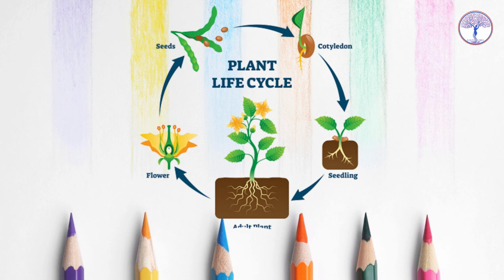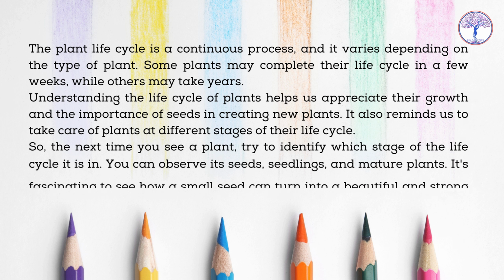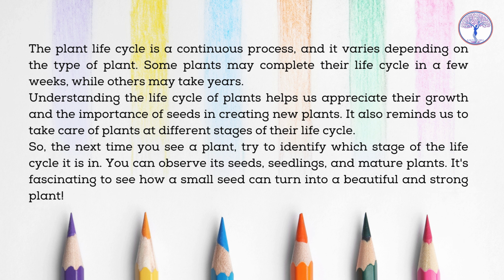Plant life cycle. The plant life cycle is a continuous process, and it varies depending on the type of plant. Some plants may complete their life cycle in a few weeks, while others may take years. Understanding the life cycle of plants helps us appreciate their growth and the importance of seeds in creating new plants. It also reminds us to take care of plants at different stages of their life cycle.